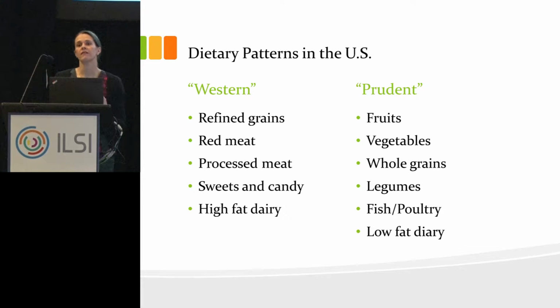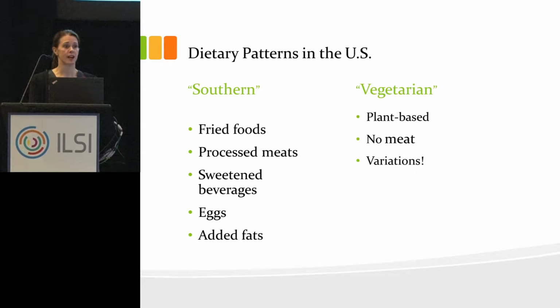Now, I'm going to talk about 4 patterns in this country and try to relate those to health outcomes. The first of which is Western, and when I say Western, these are the types of foods that I am talking about. So this pattern is characterized by refined grains, high intakes of red and processed meats, high intakes of sweetened candy, and high-fat dairy. Prudent, in this context, is talking about a diet that's high in fruits and vegetables, whole grains, legumes, fish and poultry, and low-fat dairy.